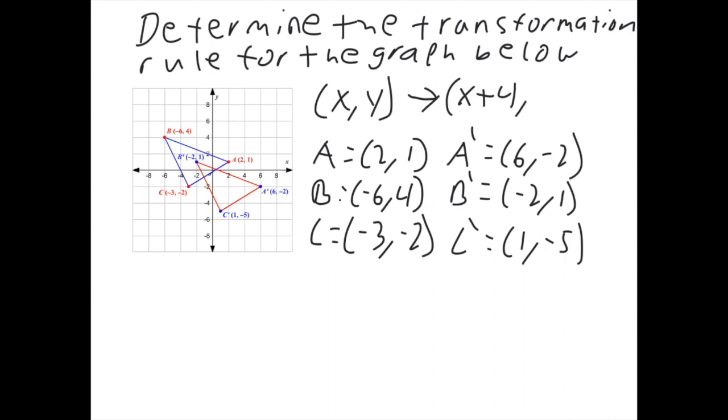And then for the y, let's look at the y's. We have 1 to -2. To get that, you have to subtract 3. 4 minus 3 is 1. -2 minus 3 is -5. So for the y's, we will subtract 3. And there we go. There's our rule. X becomes x plus 4, and y becomes y minus 3.